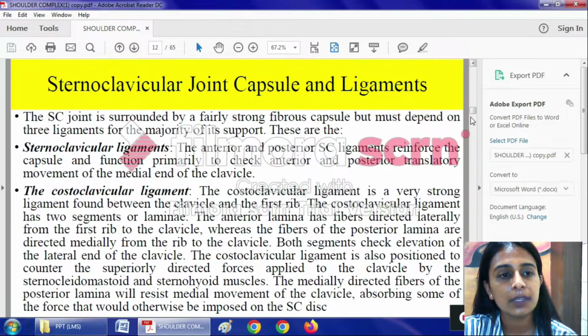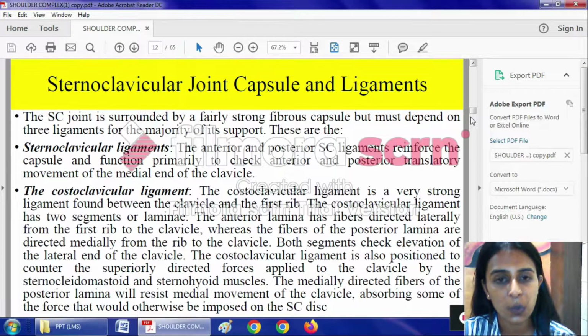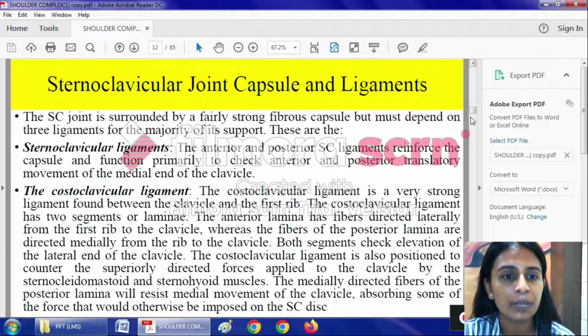Now, sternoclavicular joint, capsule and ligaments. The sternoclavicular joint is surrounded by a fairly strong fibrous capsule but must depend on 3 ligaments for the majority of its support. These are the sternoclavicular ligament, the costoclavicular ligament, and the interclavicular ligament. First, the sternoclavicular ligament. The anterior and posterior sternoclavicular ligaments reinforce the capsule and function primarily to check anterior and posterior translatory movement of the medial end of the clavicle.